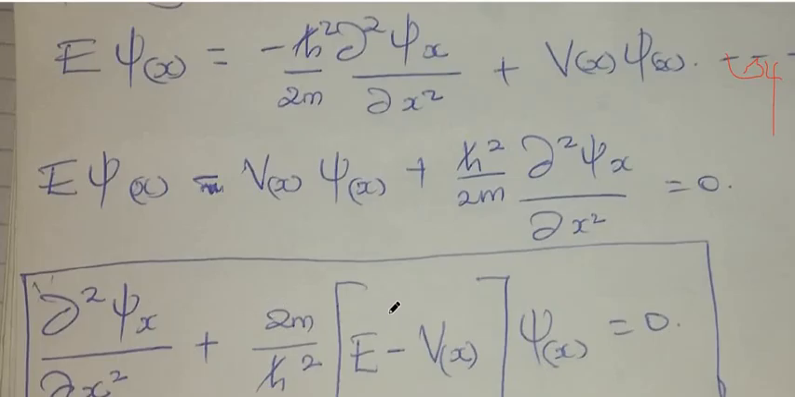Then the STIE, that's the Schrödinger time-independent equation, will now be delta squared psi of x over delta x squared plus 2m over h bar squared into E minus V of x, close the bracket, multiplied by psi of x, is equal to 0. So that's the Schrödinger time-independent equation.